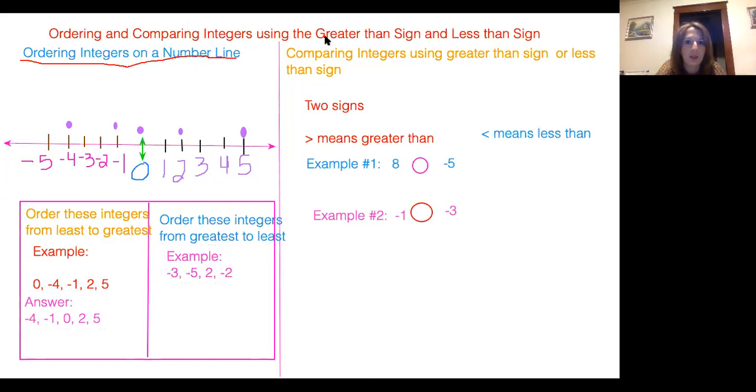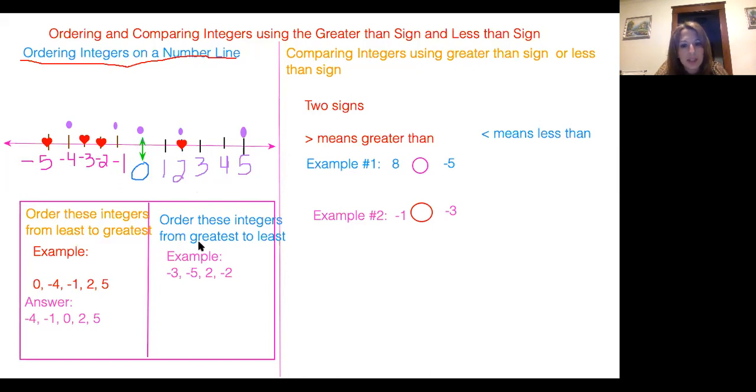So now I'm going to take my circle. I'm going to actually do it with a square now. See how that works? Actually, I changed my mind. I'm going to use hearts. So we're going to go to -3, and I'm going to put a heart. I'm going to go to -5, and I'm going to put a heart. I'm going to go to +2, and I'm going to put a red heart. And I'm going to go to -2 and put a red heart.